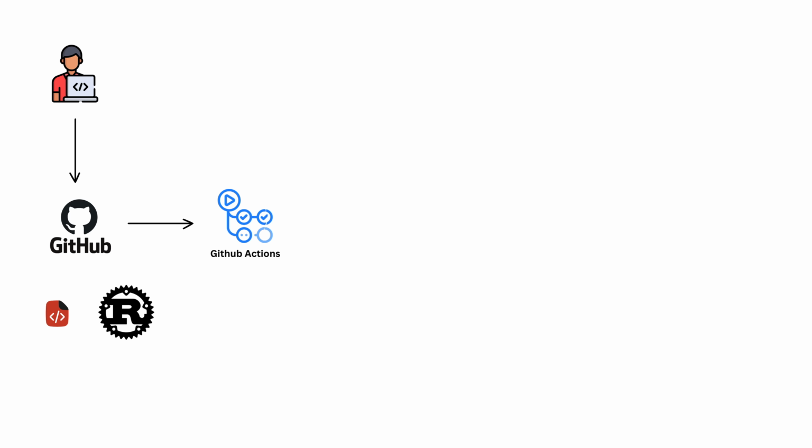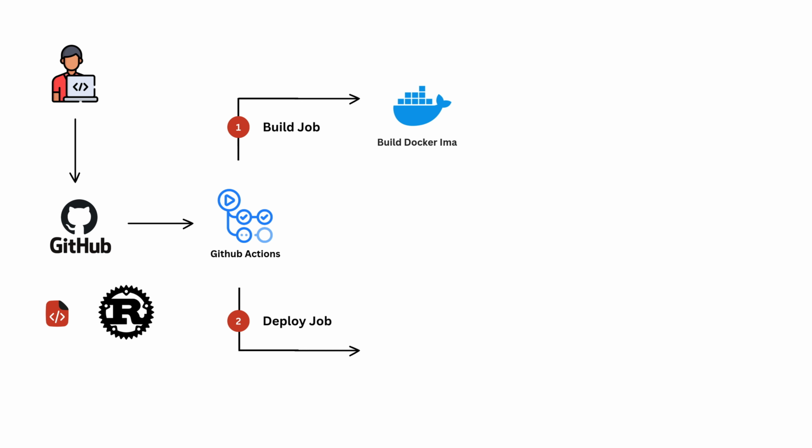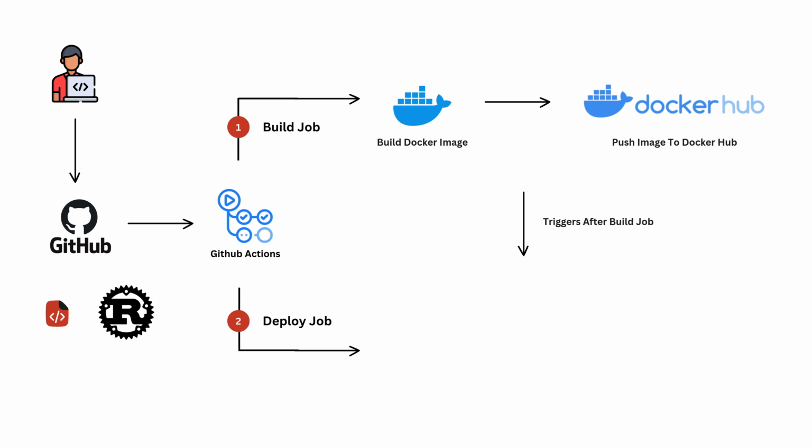To make this happen, we need to have our Rust application on the GitHub repository. We need to create a Docker file and a GitHub workflow file. A workflow file will contain a build job and a deploy job, two jobs. The build job will build the Docker image and then push the image to Docker Hub. The deploy job triggers just after the build job.